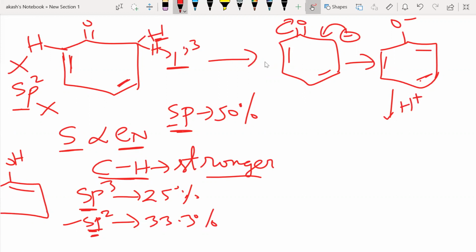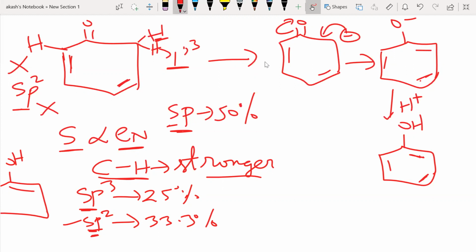When you add the H plus to the oxygen over there, make some space. So you have OH, and a double bond here, a double bond here, and a double bond here. That's it. So this structure, guys, is a very famous chemical compound.